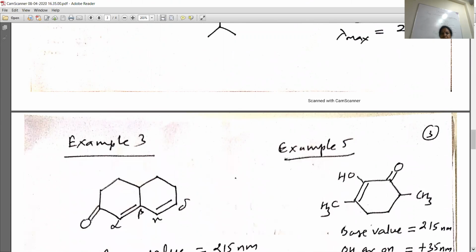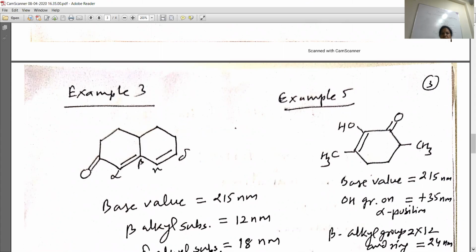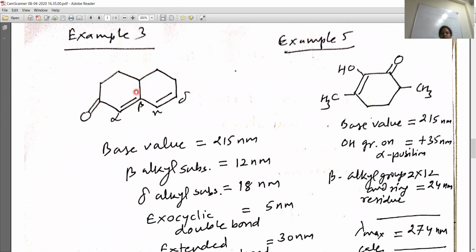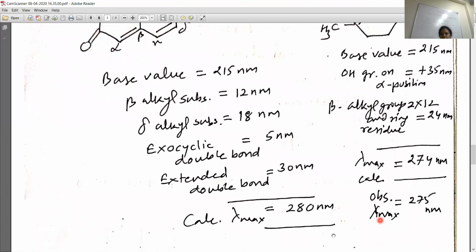In example 3, base value 215 nanometer, beta alkyl substituent. See here, this is the beta. So it is 12, delta 18. This is the double bond exocyclic to this ring, so it is 5 nanometer. Extended conjugated double bond, it is plus 30 nanometer. So total calculated value will be 280 nanometer.